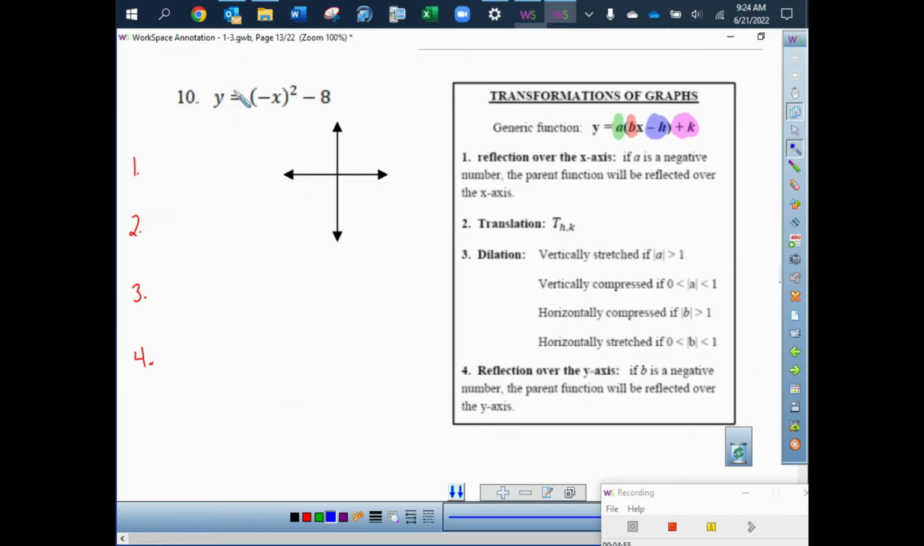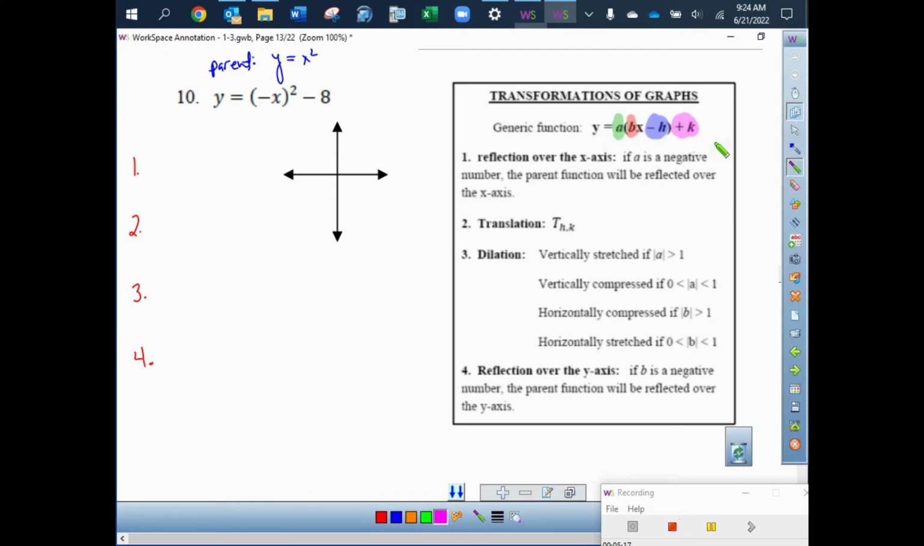This guy right here, let's recognize the parent. You see there's no more absolute value bars. It's not going to be an absolute value function. This is going to be a little squared, which is a quadratic, which makes a parabola. So the parent function is going to strip away all this weird stuff and go straight to y equals x squared, which as a parent function is a parabola that opens up.